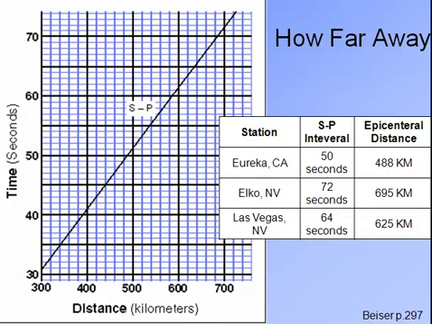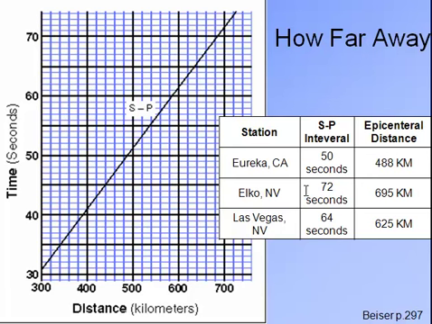They'd use a chart like this, and you'd come up to, well, we said Eureka was 50 seconds. So all you got to do is you come up on this chart, there's 50 seconds, go straight across like that until you hit the diagonal line, and then just drop straight down. And that'll give you the distance in kilometers. See, that's a little bit shy of 500 kilometers. 488 is what comes out of that.